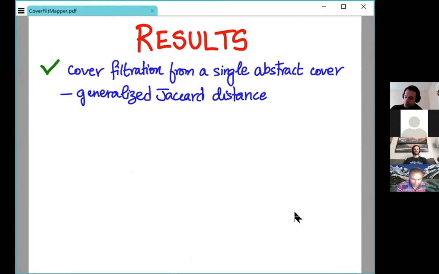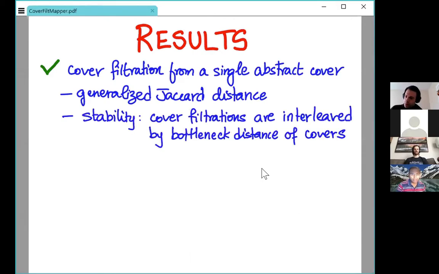So here's a brief summary of results before I go further. We define a cover filtration from a single abstract cover. Whenever we talk about covers as sets and a notion of distance, a standard notion is that of Jaccard distance. We generalize that to Steinhaus distance, which is actually a generalization of the Jaccard distance, hence the title. And it turns out that we are able to prove a stability result, which intuitively says that if you have 2 cover filtrations, they are interleaved by the bottleneck distance of the covers themselves.